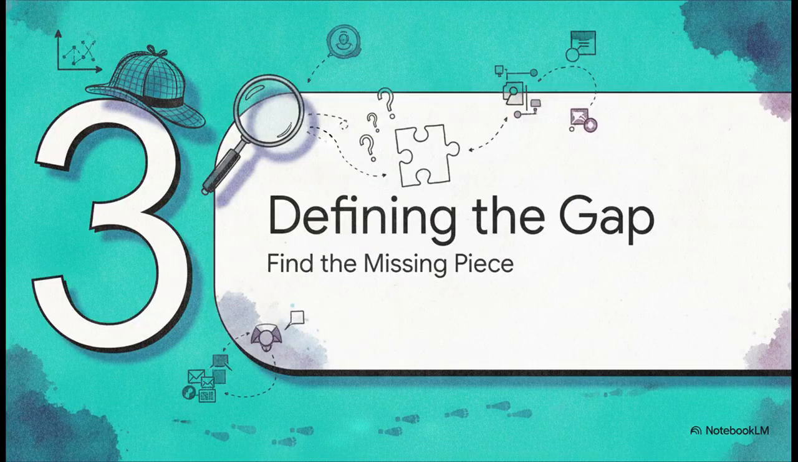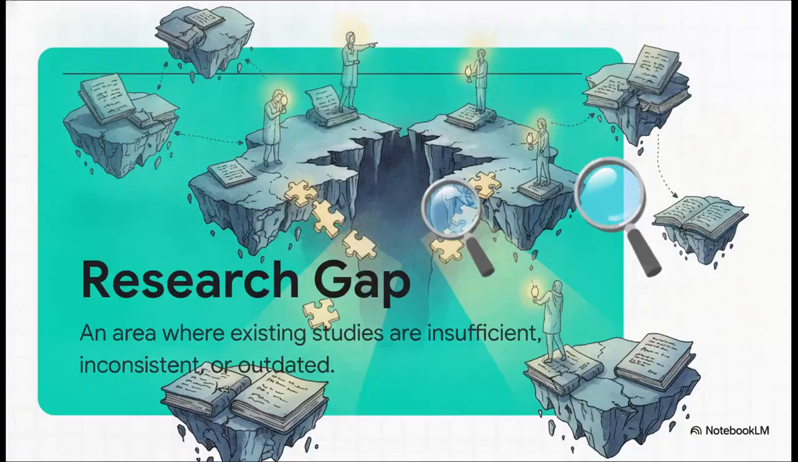Moving on to phase 3, defining the gap, finding the missing piece. Now, this is the part where you get to put on your detective hat. As Ranjit Kumar insists, recognizing a research gap is absolutely non-negotiable, period. A research gap is simply an area where existing studies are insufficient. Maybe they're totally inconsistent, or they're just wildly outdated.